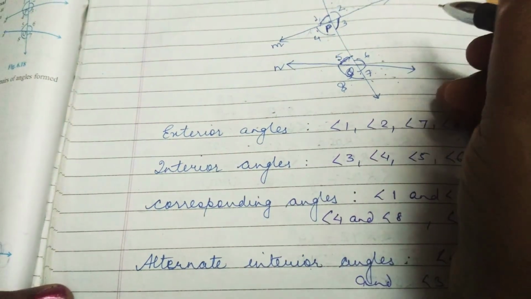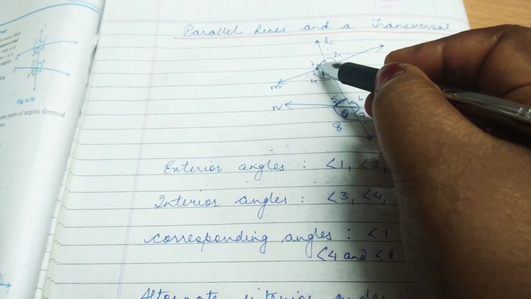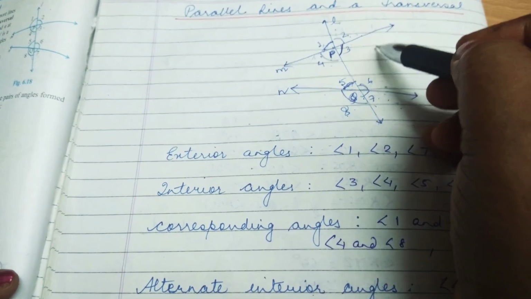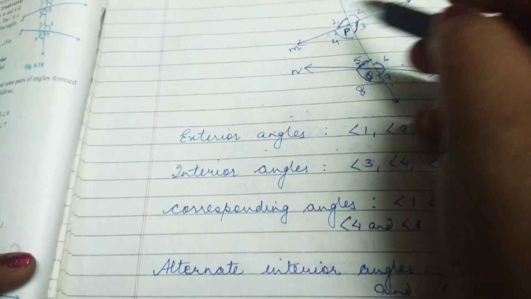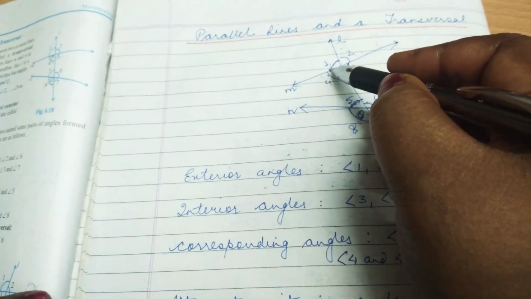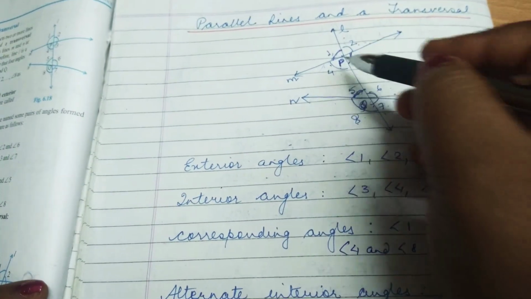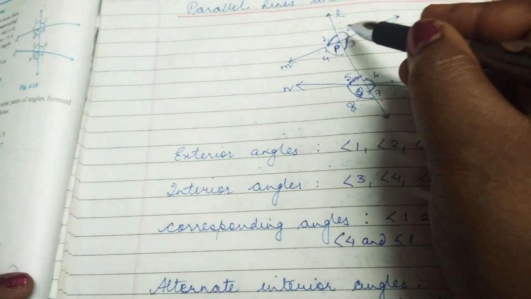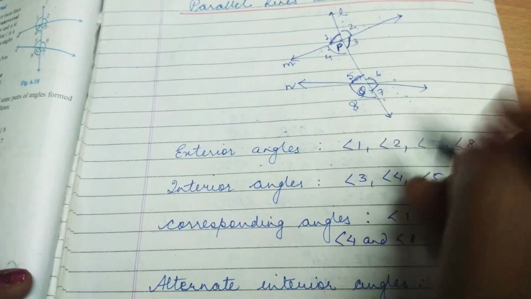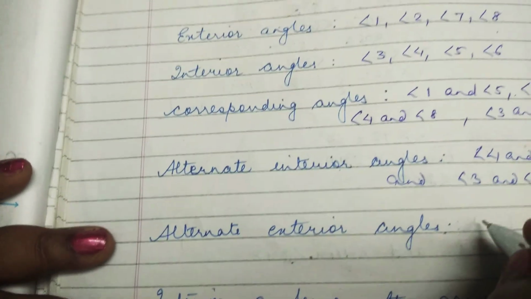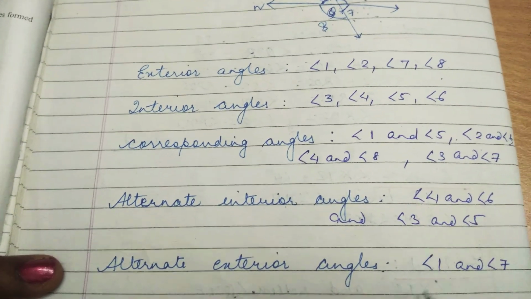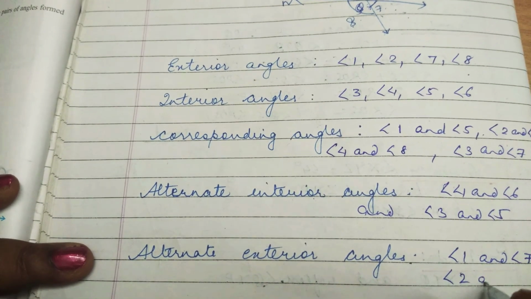Now what are alternate exterior angles? One lies on one side of the transversal and the other angle lies on the other side of the transversal. Then only it is called alternate. And exterior, so it is outside the lines. Angle 1, angle 7. Angle 2, angle 8. So here again we are finding two pairs of alternate exterior angles, angle 1 and angle 7, angle 2 and angle 8.